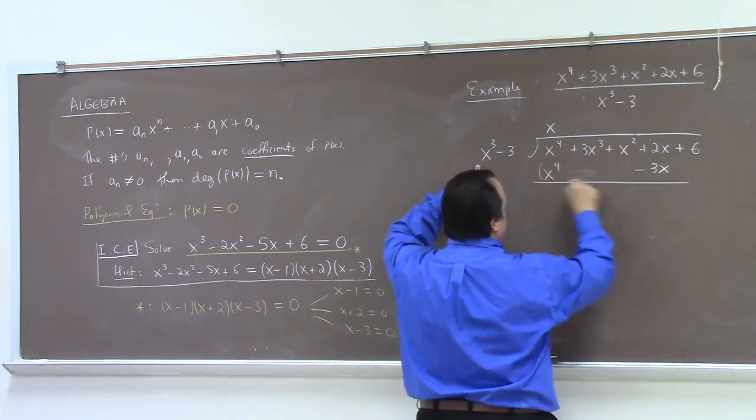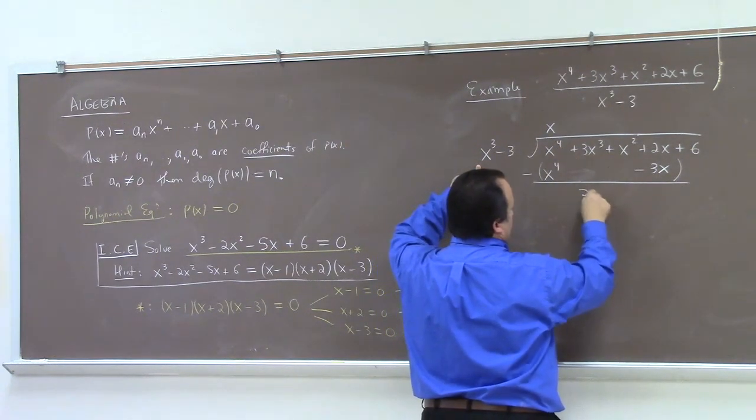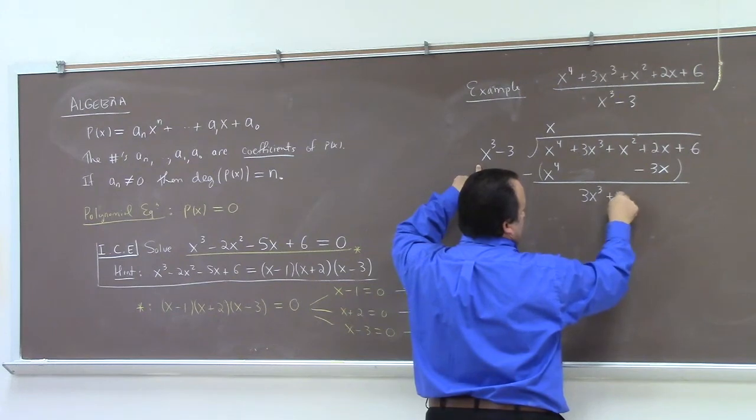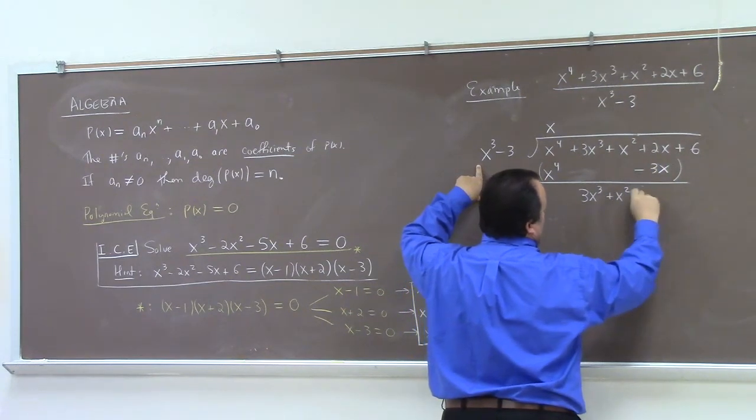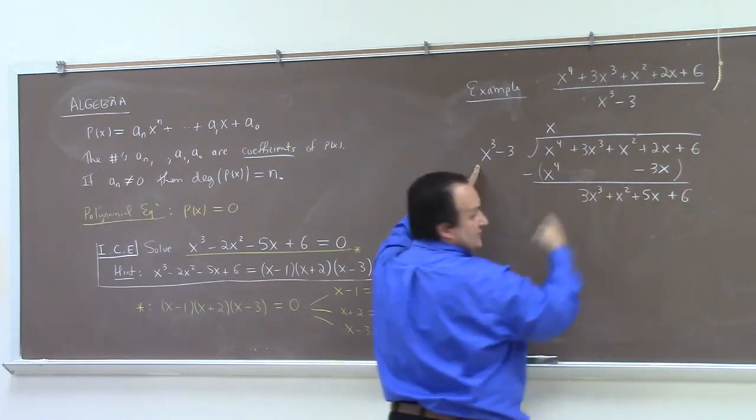Then I subtract. The x to the fourth cancels. I've got a 3x cubed plus x squared. Minus gives me 5 plus 6, because minus a minus gives me plus.